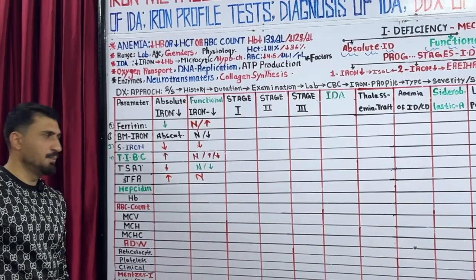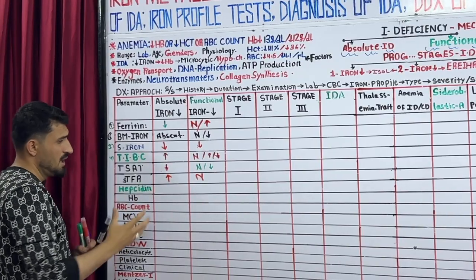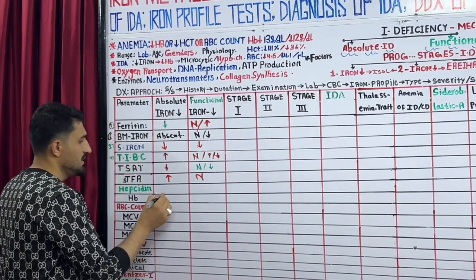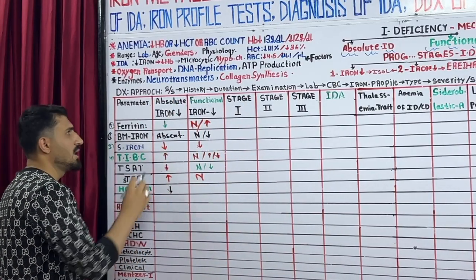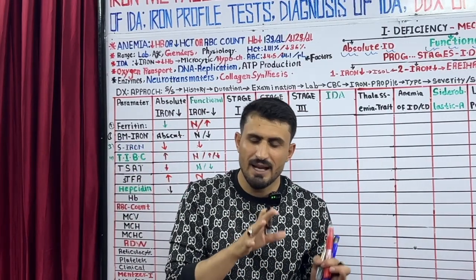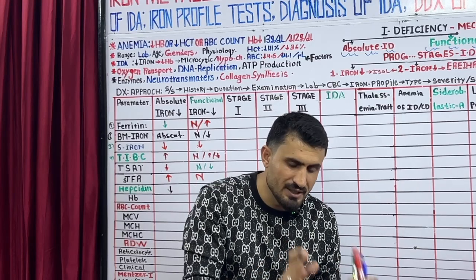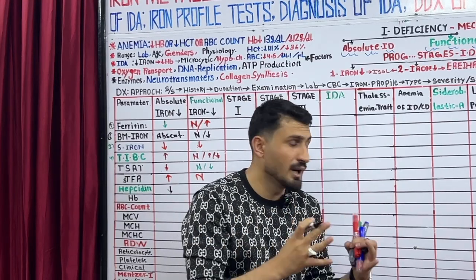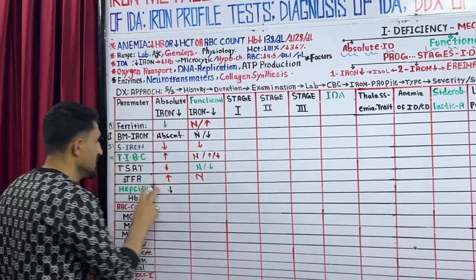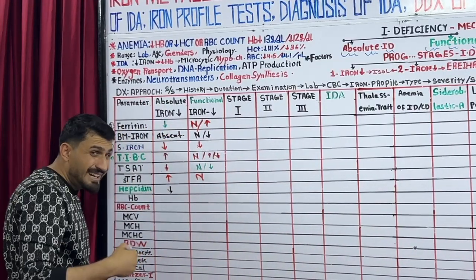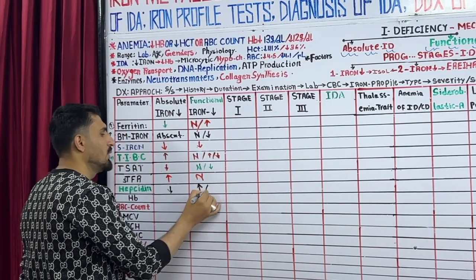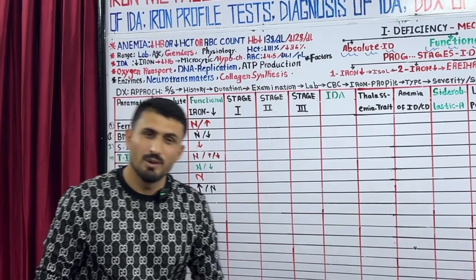About the hepcidin, this is very important. In absolute, the problem is with iron in my body. So here hepcidin is low, because the bone marrow inhibits the hepcidin production. It tells the hepcidin that you will not be secreted at that time because I need a lot of iron, and you inhibit iron absorption, so I don't need you. But in functional, there might be inflammation, so it might be increased, or if there is no inflammation, it will be normal.